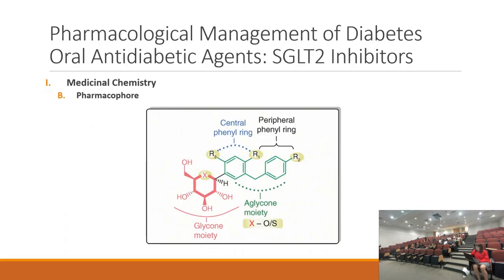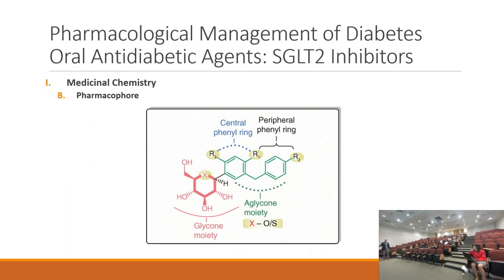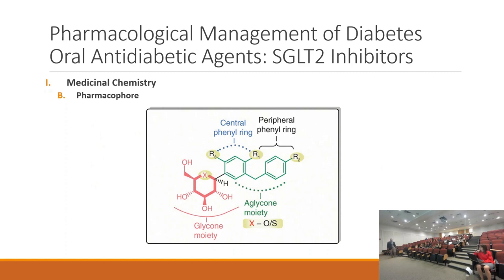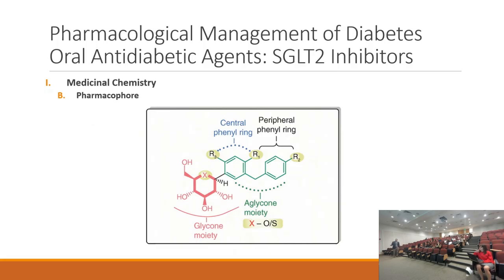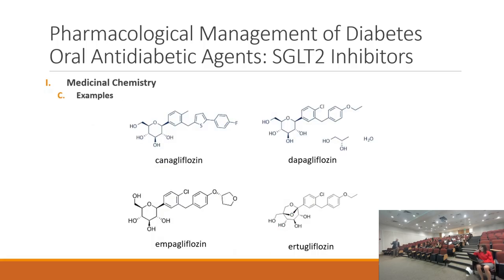And there's a lot of different SGLT2 inhibitors out there that vary in the substitution in these areas, okay? And then the glycone moiety binds to the protein. That's the part of the drug molecule that binds to the target protein. Okay? So again, what we see here is just 4 different SGLT2 inhibitors, okay? Just to show you, you can see in all of them, here's the glycone moiety. You can see that right here, okay? Right here.